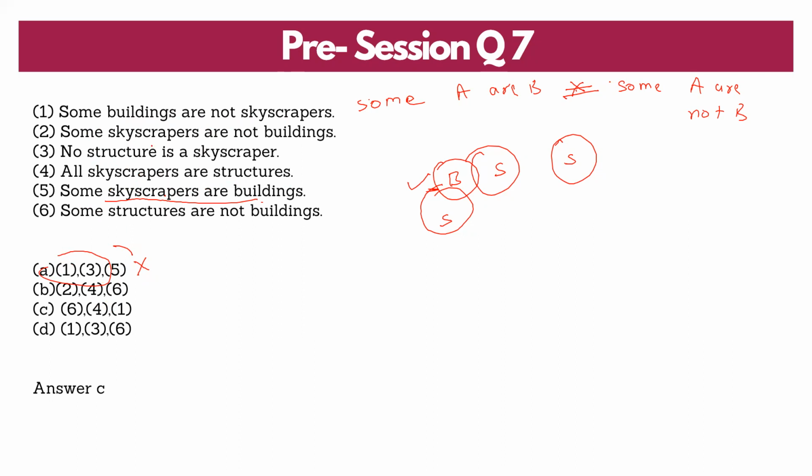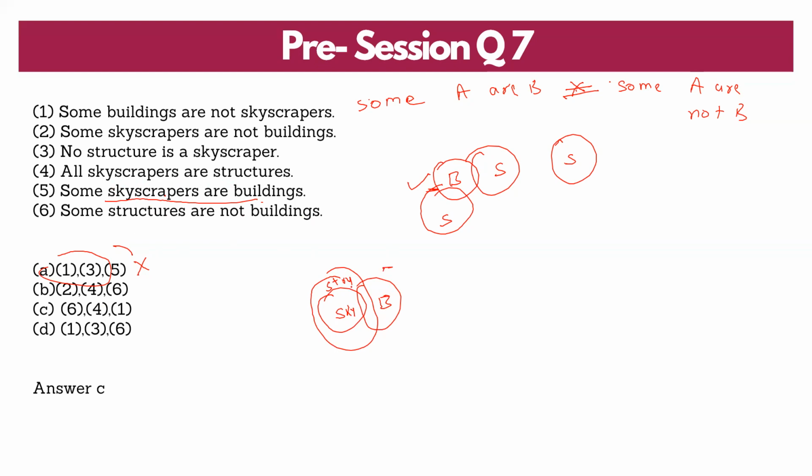2, 4, 6. Let us see. 2: some skyscrapers are not building. 4: all skyscrapers are structure. 6: some structures are not building. So here we need to draw the diagram. The first diagram is skyscrapers and buildings. I am keeping this as a general diagram. Next is 2, 4: all skyscrapers are structures. And 6: some structures are not building.